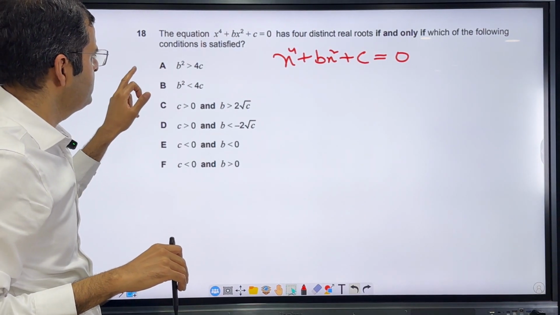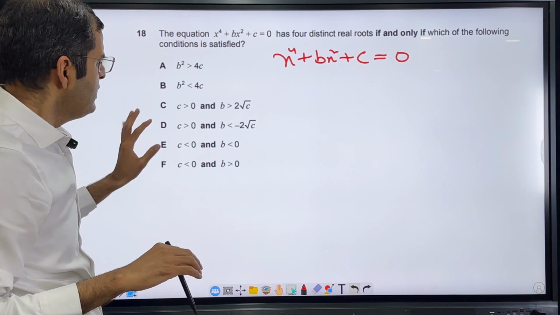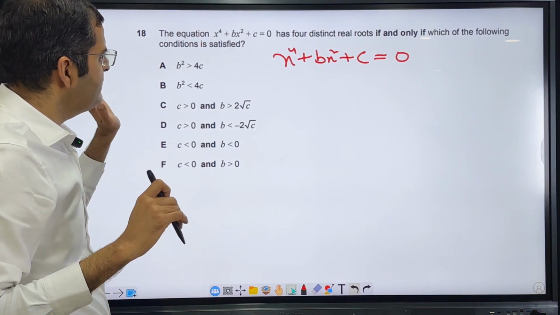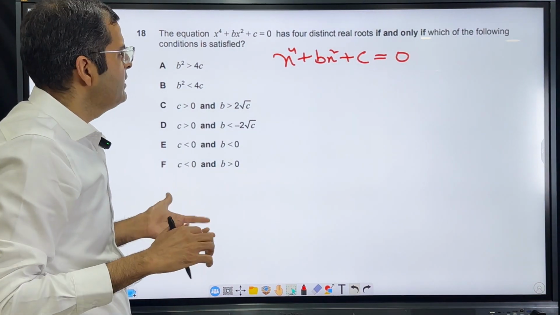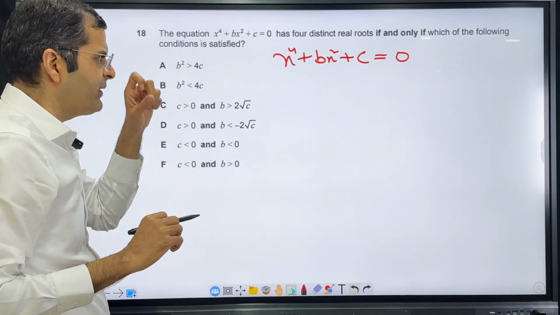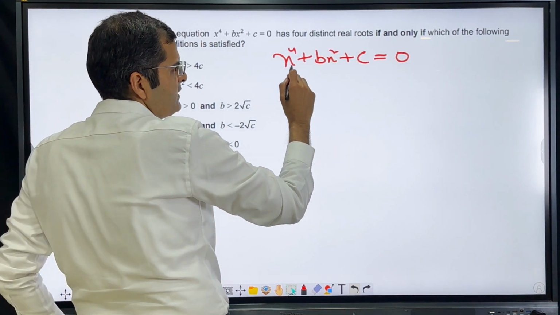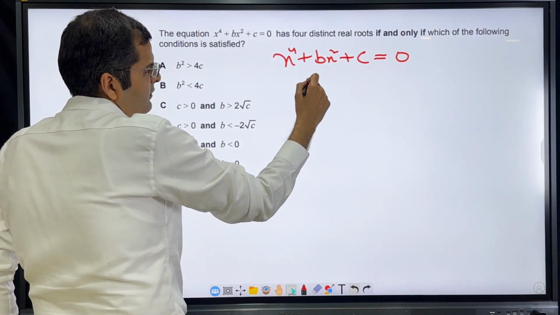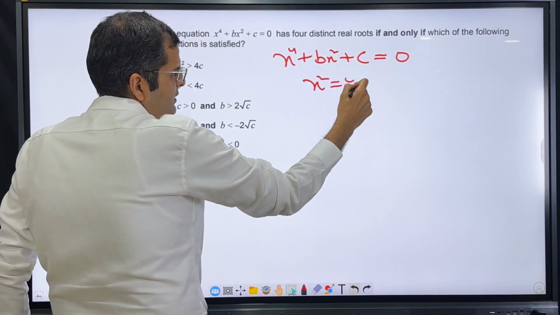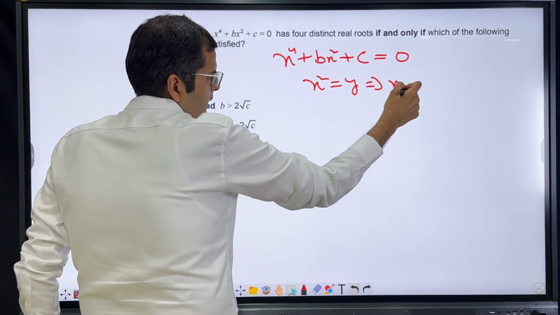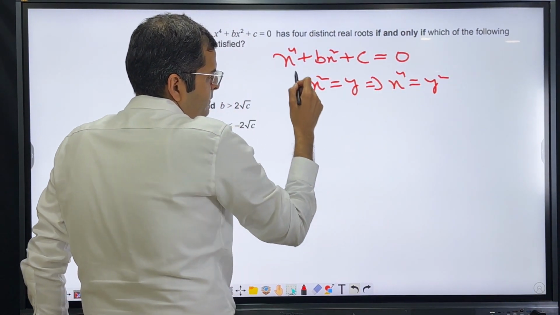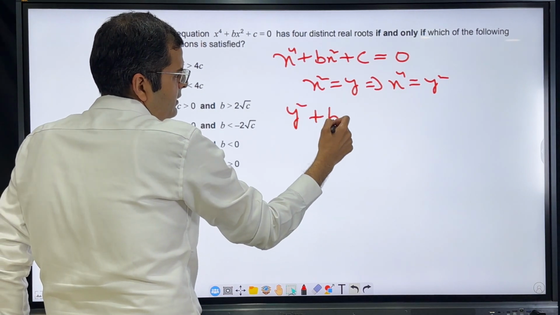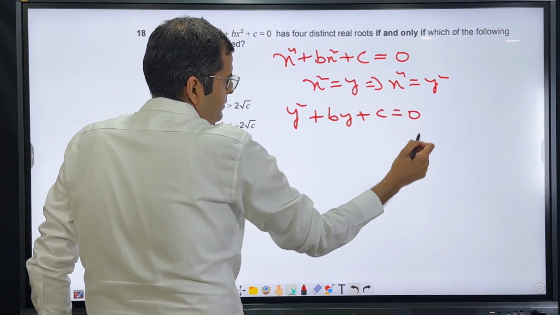I see b square greater than 4c, b square less than 4c. From the options, I see that if b square and 4c are there, some discriminant situation is happening. So this is a power 4 equation. I will make it a power 2. I will assume that x square is equal to y, or x raised to 4 is y square. Then this becomes y square plus by plus c is equal to 0.